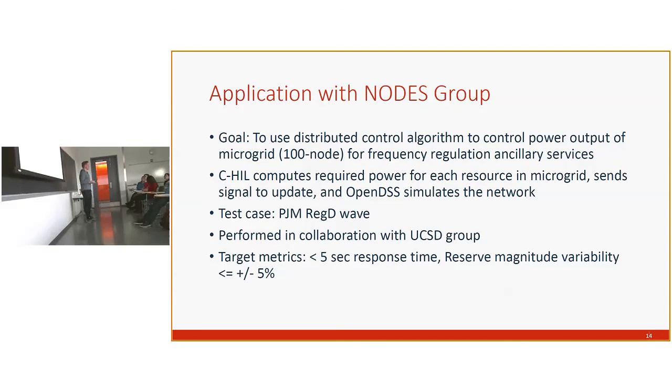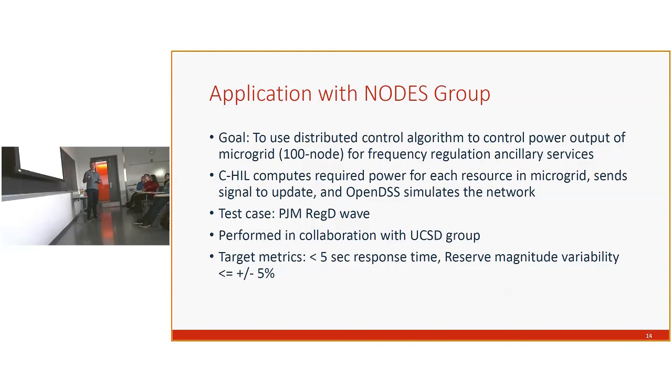This is done using the C-Hill testbed, and the case I'm presenting now is trying to follow the PJM Reg D wave. The Reg D wave is just a 40-minute signal. It's used for making sure that the systems are following the specifications that they need to meet. This was done in collaboration with a group at the University of California, San Diego. They worked on modifying the microgrid to be a little bit more in line with what theirs is on their campus. But in implementation, it's pretty much exactly the same.